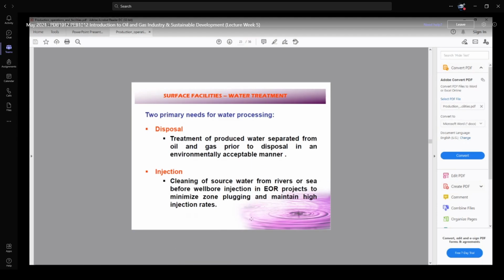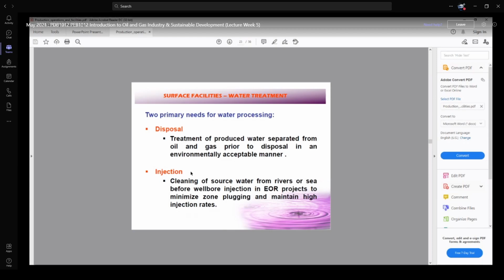Before treating the water, we have to identify the purpose of the water. Either we dispose of this water, or we can re-inject this water into the well. If we want to dispose of the water, we need to treat it first. How to treat it? First, we need to make it acceptable for the environment, environmentally friendly. Then we dispose of it on the surface. Otherwise, we cannot do it.